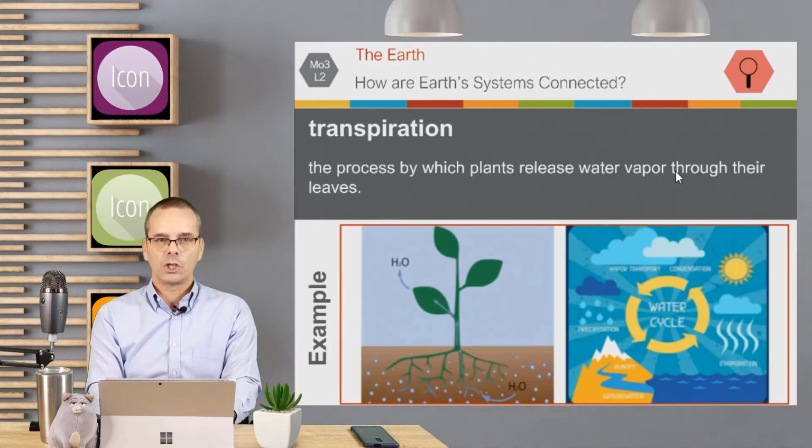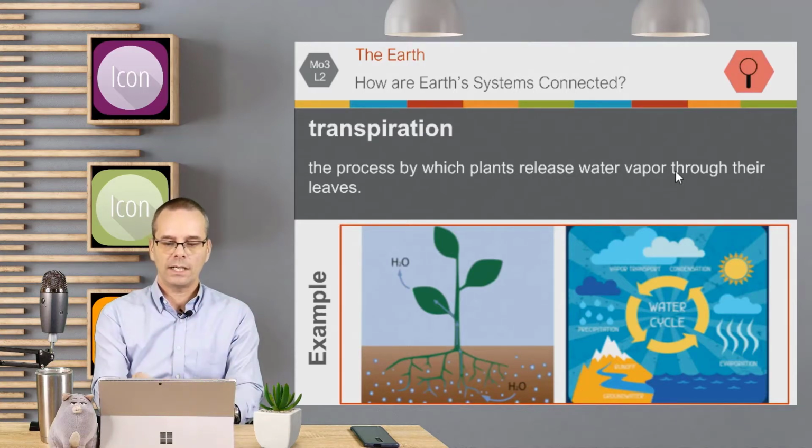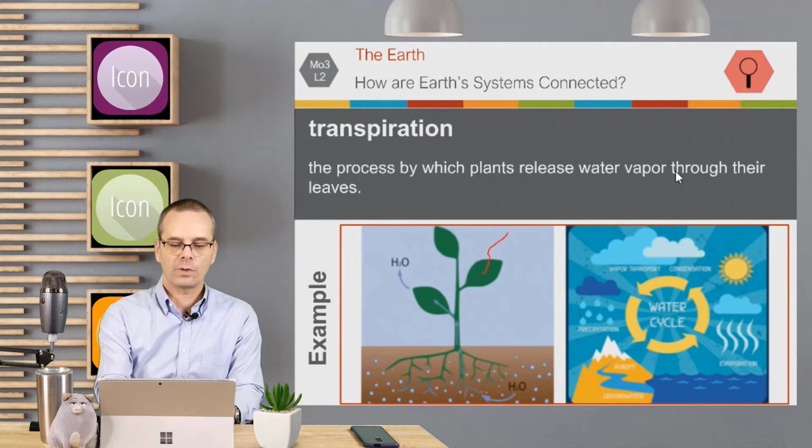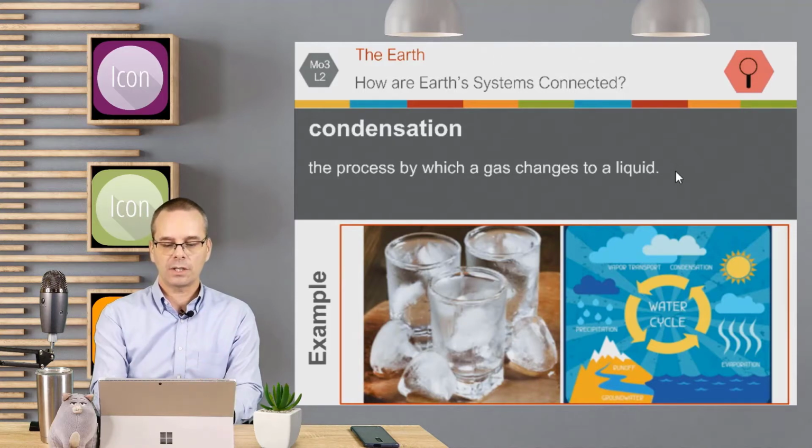Transpiration. Transpiration is the process in which plants release water vapor through their leaves into the atmosphere. Condensation. Condensation is the process by which a gas changes to a liquid.